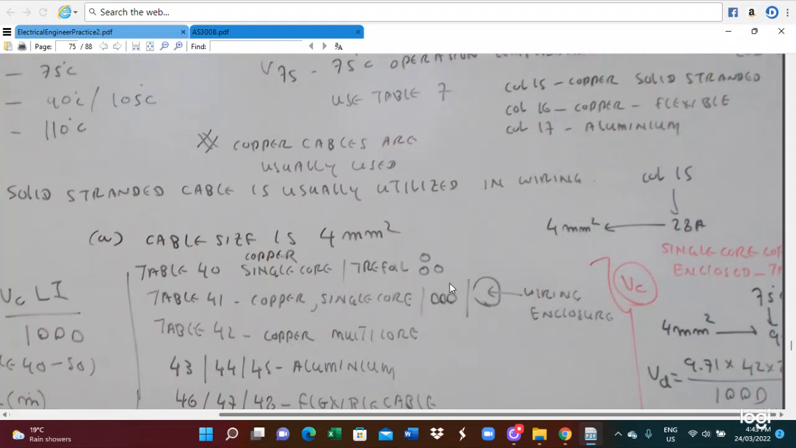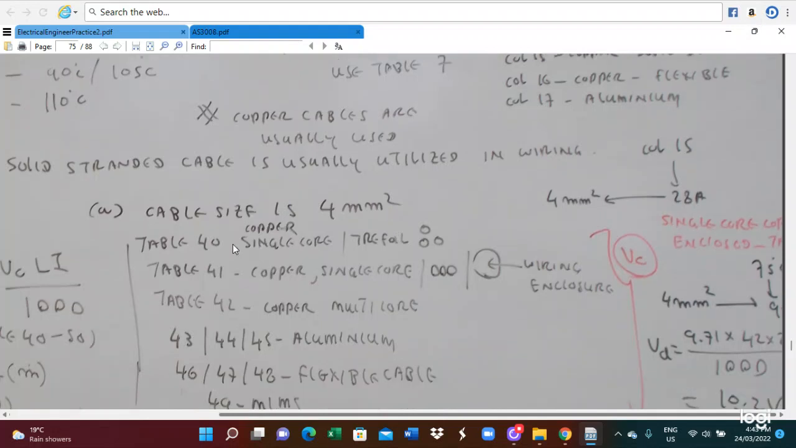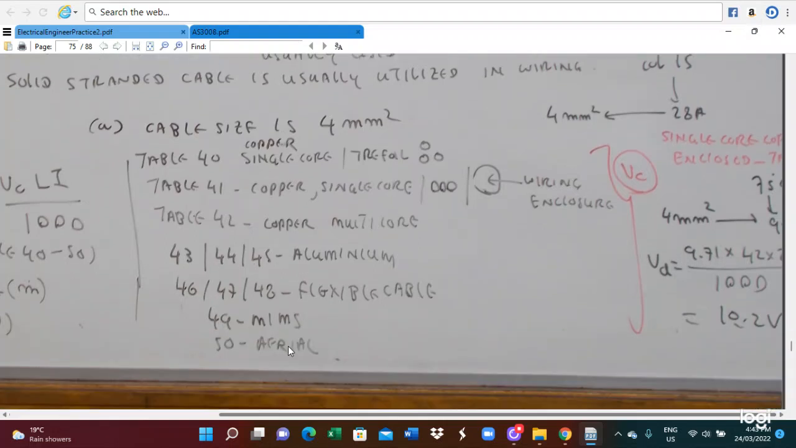And then we also have to utilize the voltage drop. For voltage drop, we refer to tables 40, 41, 42, 43, 44, 45 up to 50. Those tables are utilized to calculate the voltage drop. Table 40 is for copper single core in free air. Table 41 is for copper single core in a wiring enclosure. Table 42 is for copper multicore.